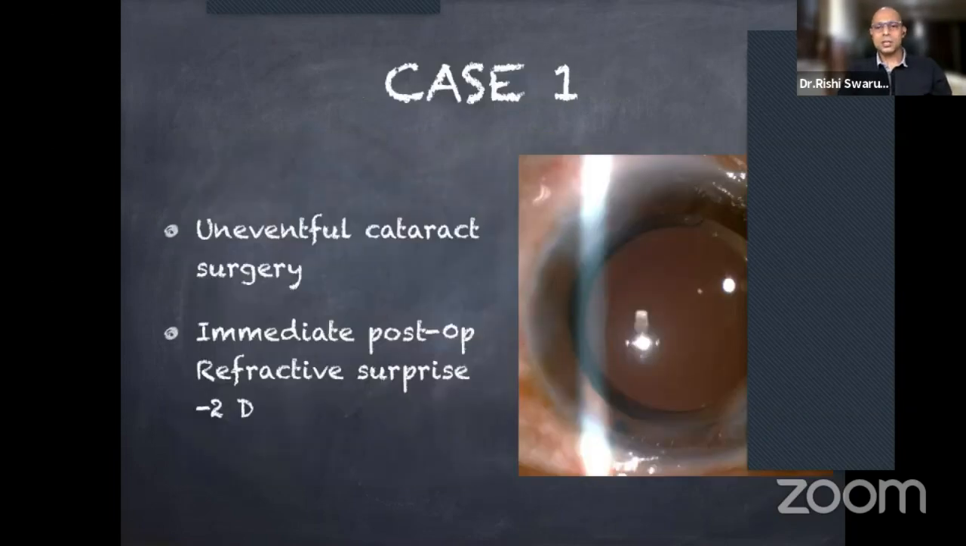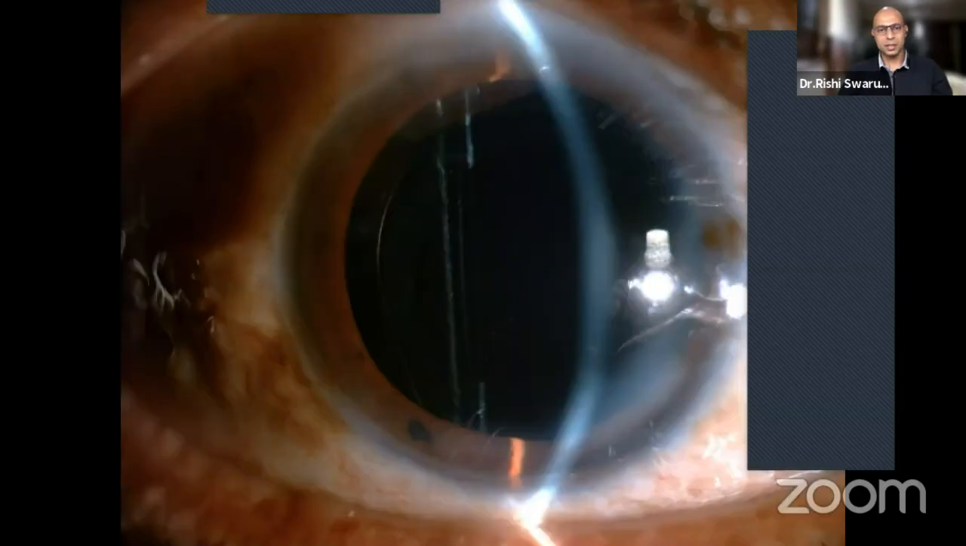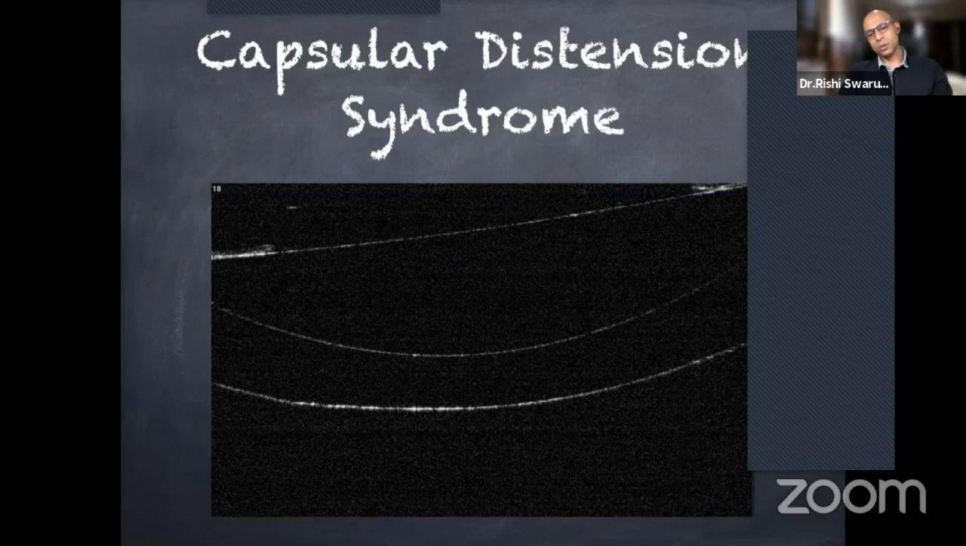So this is just a few case examples before I close. This is one of the cases, uneventful cataract surgery. You can see it's a well-centered lens, beautiful red reflex, but immediately post-op, I'm seeing a 2 diopter refractive surprise. And sure enough, on slit lamp, you can see there's a gap between the IOL and the posterior capsule. So this is a case of a capsular distension syndrome. And the same thing is confirmed on the OCT. You can see a good amount of gap between the posterior surface of the lens and the PC.